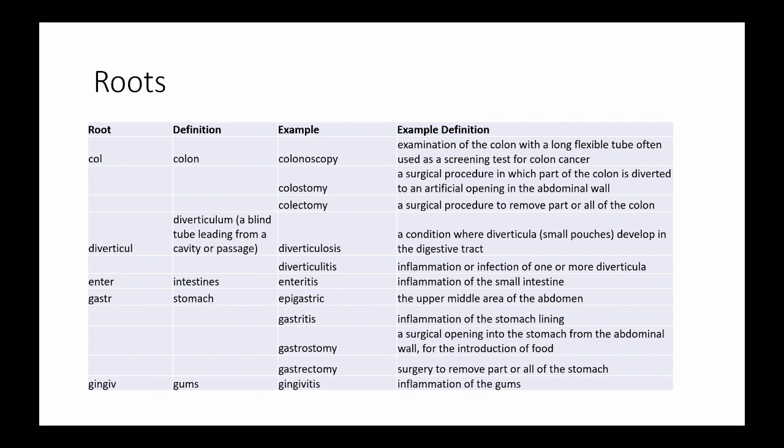Col means colon. A colonoscopy is an examination of the colon with a long flexible tube. It's often used as a screening test for colon cancer. A colostomy is a surgical procedure where a part of the colon is diverted to an artificial opening in the abdominal wall. A colectomy is surgical removal of part or all of the colon.